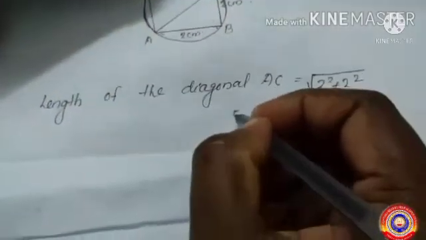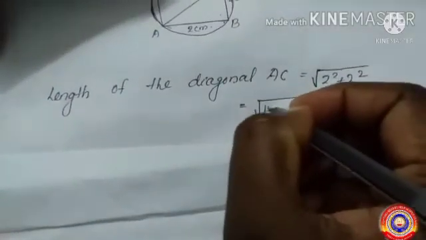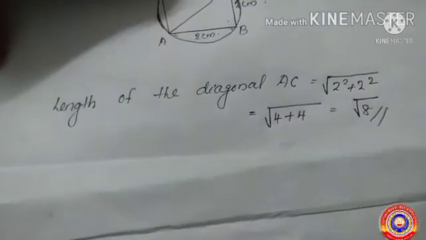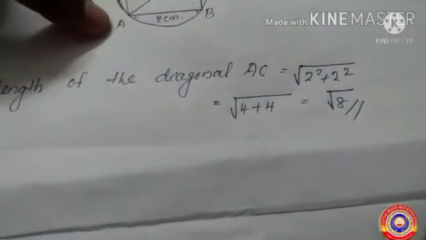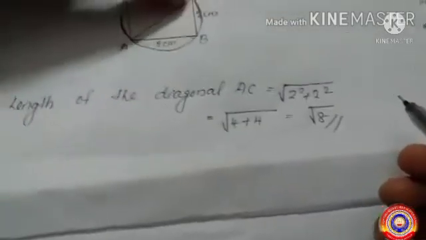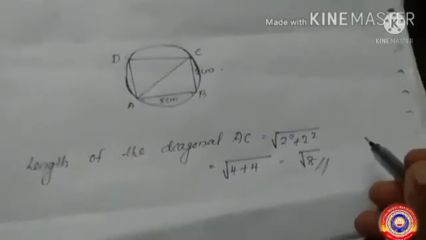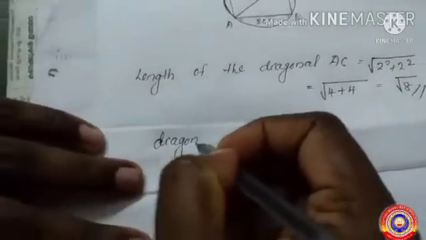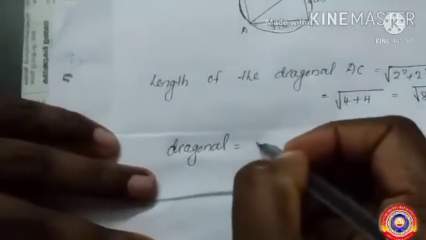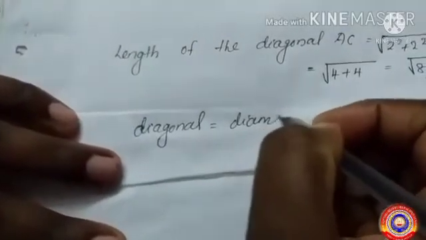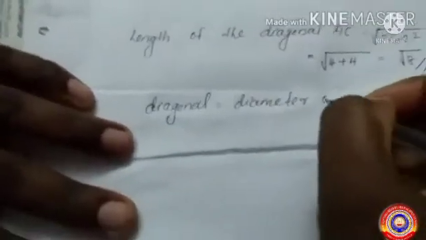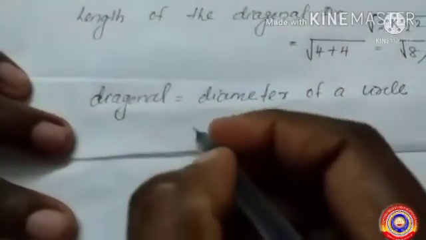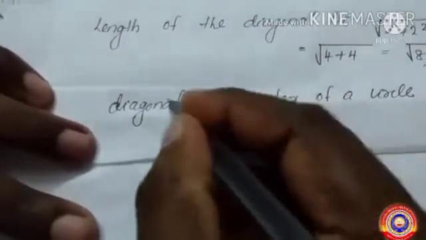So 2 square plus 2 square, altitude square plus base square, and it is equal to root of 4 plus 4 equal to root 8. That means the length of the diagonal is equal to root 8. The diagonal becomes the diameter of the circle. So diameter is equal to root 8.